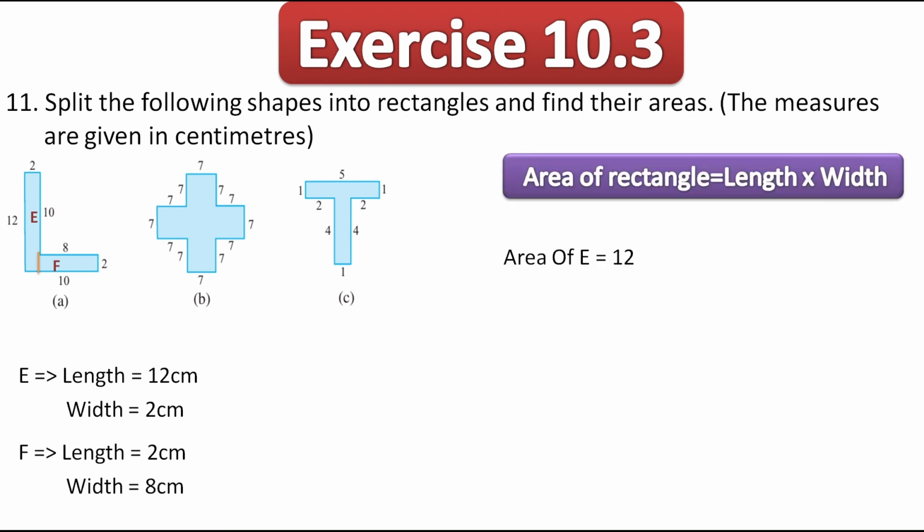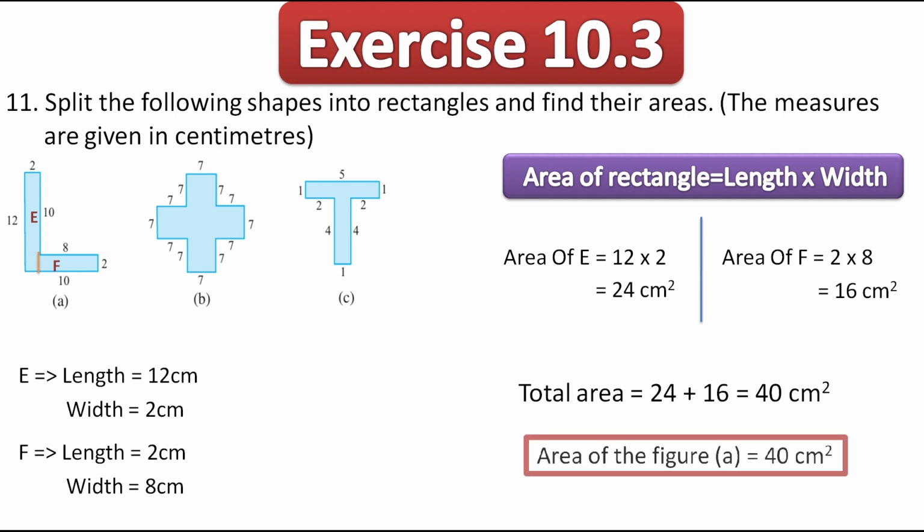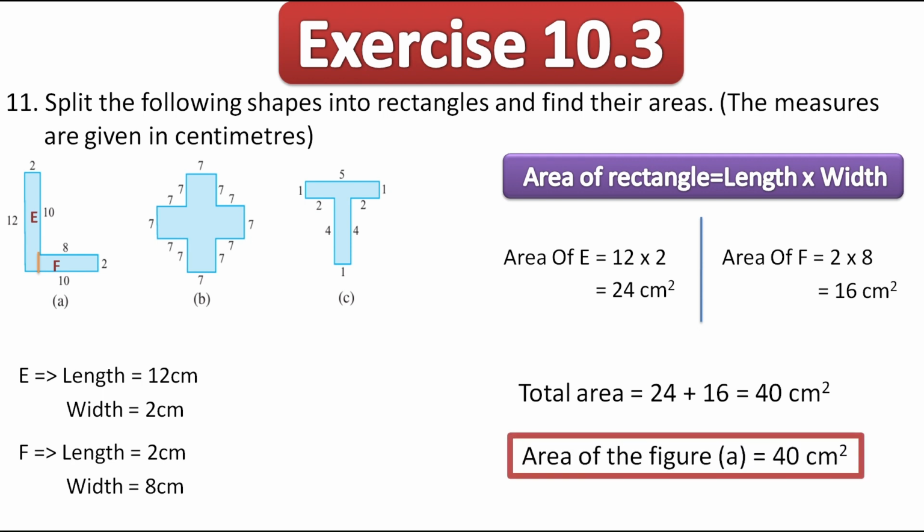Which is equal to 12 into 2 gives you the answer as 24 centimeters square, and area of F is equal to 2 into 8, which is equal to 16 centimeters square. So altogether we have 24 plus 16 is equal to 40 centimeters square. Therefore, area of the figure A is equal to 40 centimeters square.